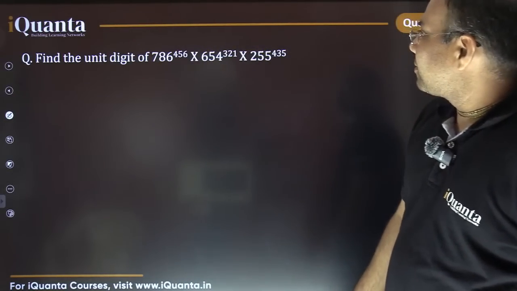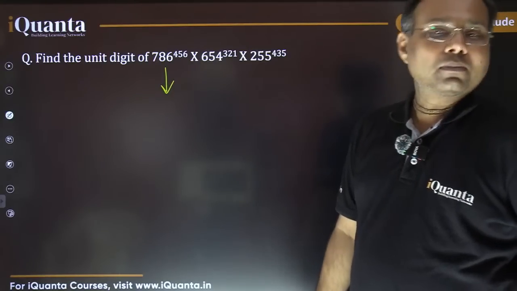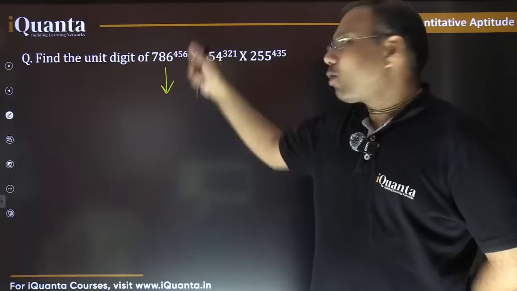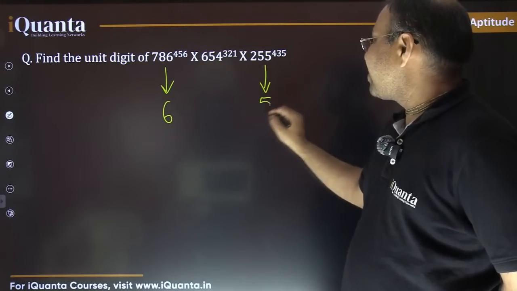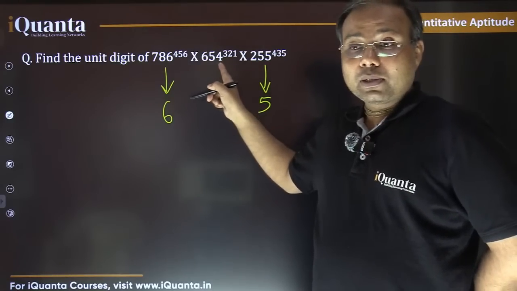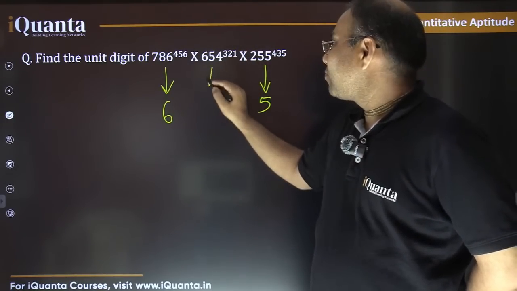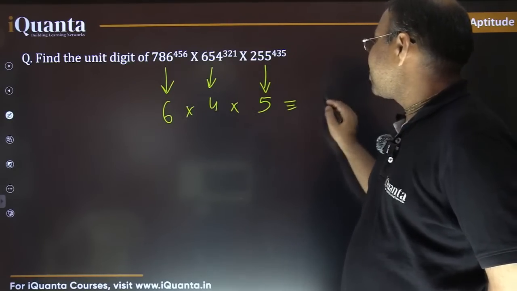What will be the answer here? What will be the unit digit for this number? It is 6 only. We just discussed that. If a number is ending in 6, it always ends in 6 only. Same way for 5 also, it always ends in 5 only. But now here 4 power odd it is. So it will end in 4. So I just need to multiply this and it is going to end in 0.